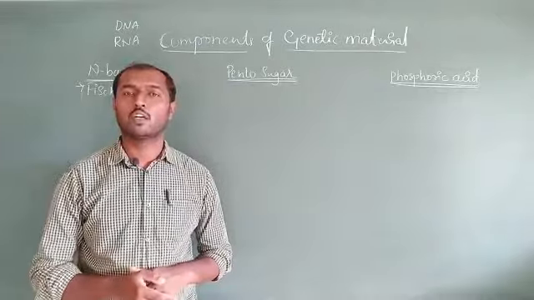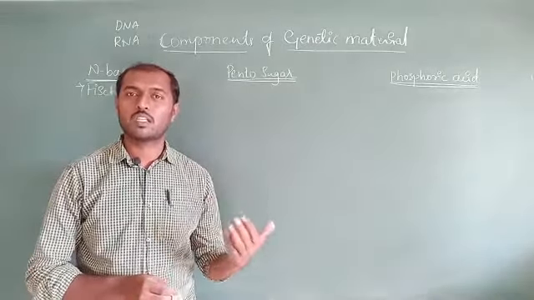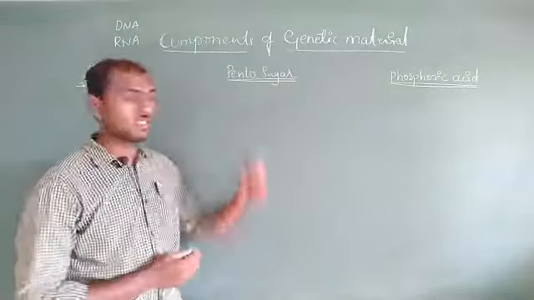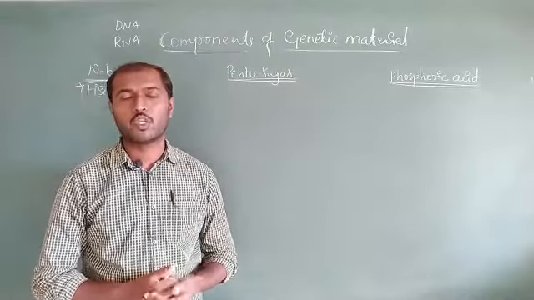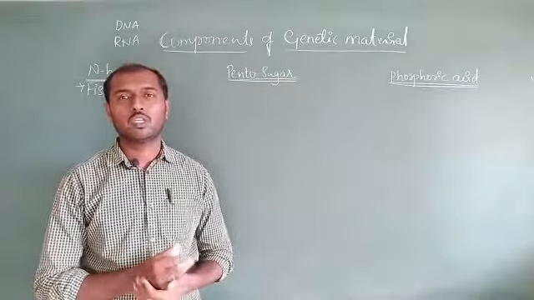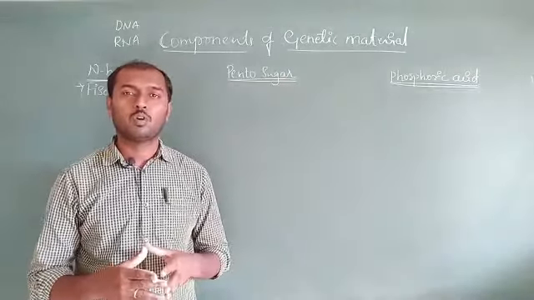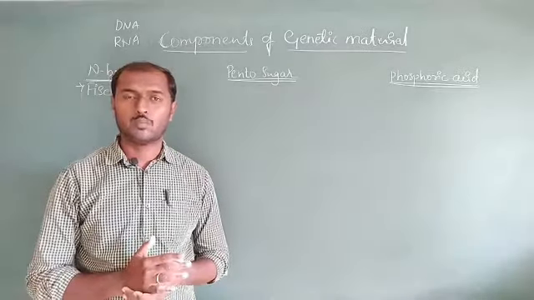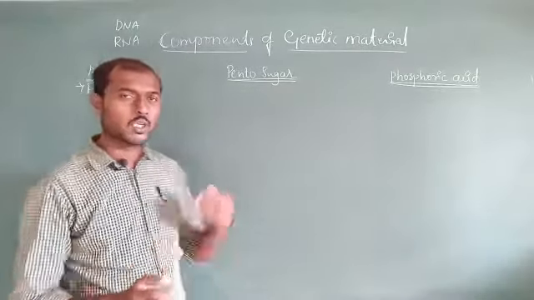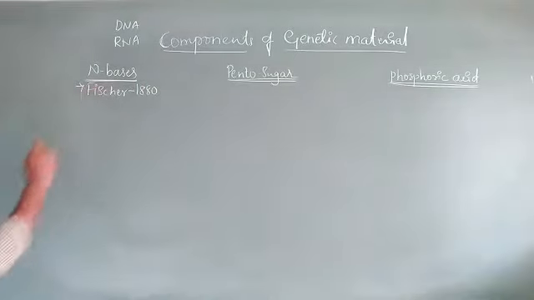That is, nitrogen bases as well as pentose sugar as well as phosphoric acid. Let's see how these components are built and how they help in the construction of DNA. First we'll start with the nitrogen base.